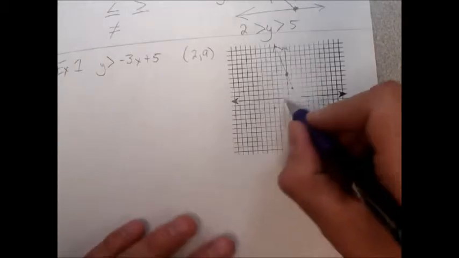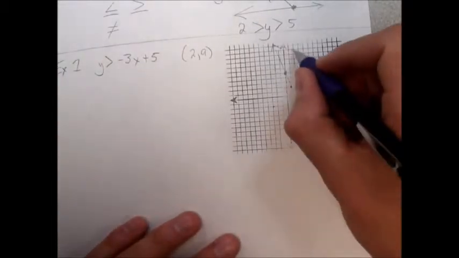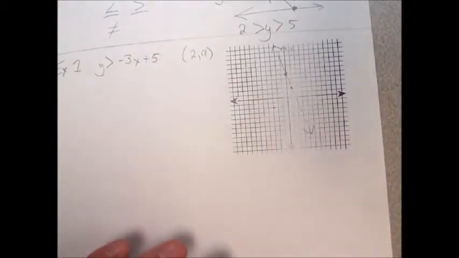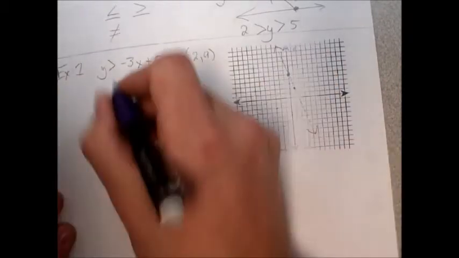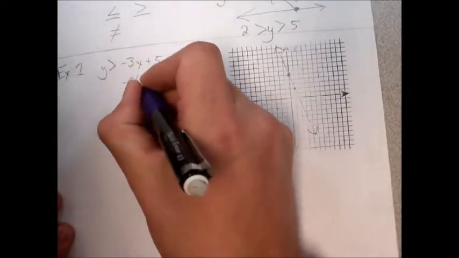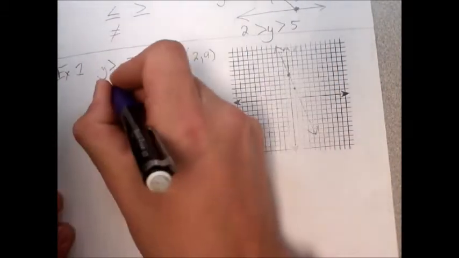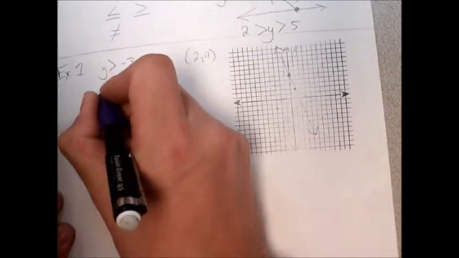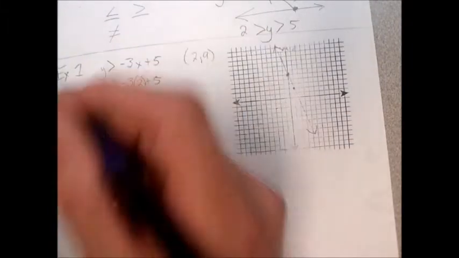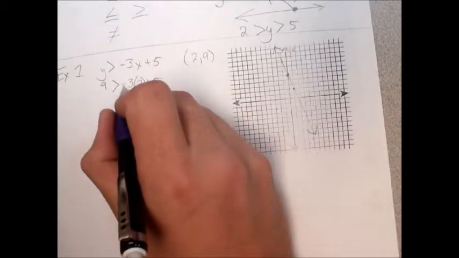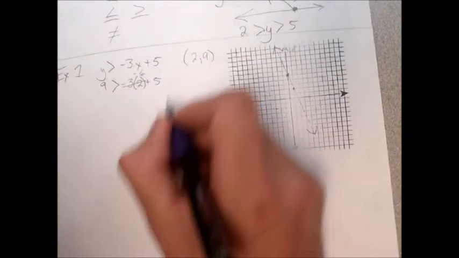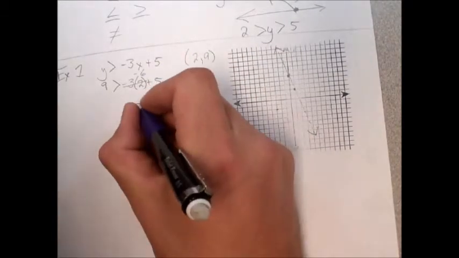So let's make sure where (2, 9) is. (2, 9) is somewhere over here. So it's to the right of our line. So we're just going to run the test point. It's negative 3 multiplied by 2 plus 5. And we have to verify that it is going to be less than 9. So let's start working this problem. Negative 3 and 2 make a negative 6. Negative 6 and 5 make a negative 1.